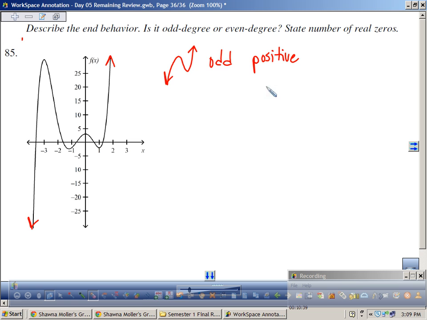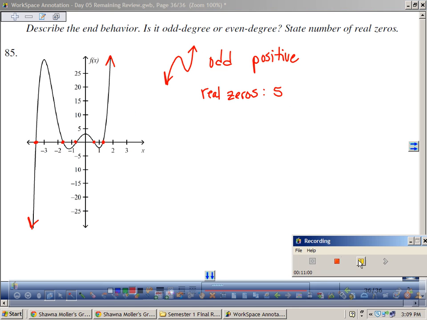Okay, do we know how many zeros it has? Real zeros, not imaginary. It has 1, 2, 3, 4, 5. So there's 5 real zeros. Can you guys tell me how many zeros there are in all? I know there's 5 real zeros. Are there any imaginary zeros? And how do we know?